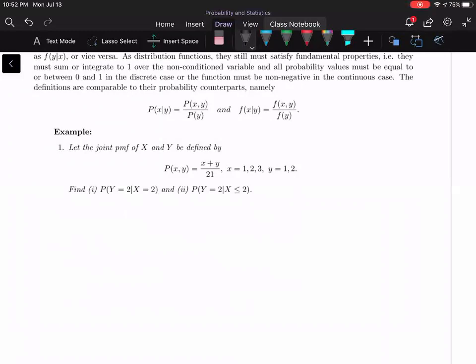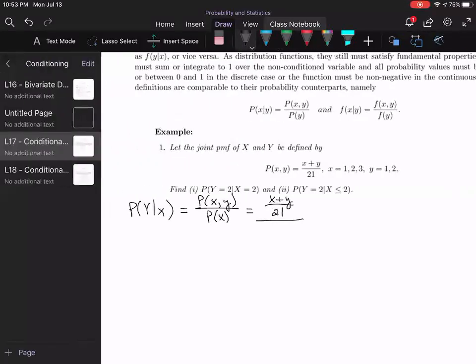So let's first set up the conditional probability of y given x. According to the notation above, this is the probability of x and y over the probability of x, which means that the numerator is x plus y over 21, and the denominator is px, which, to save time, let's actually look back at that handout.